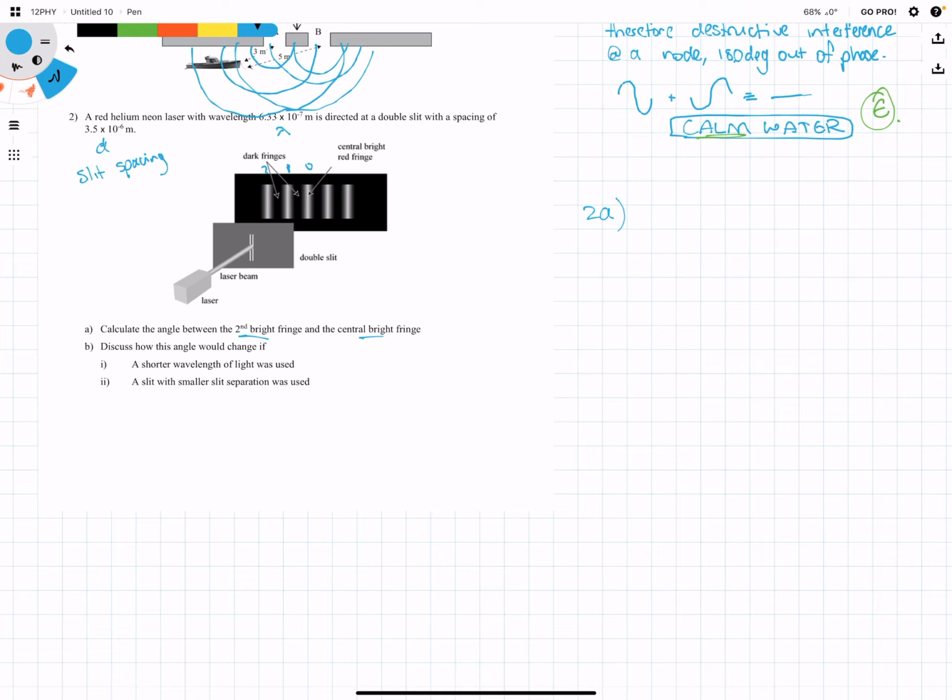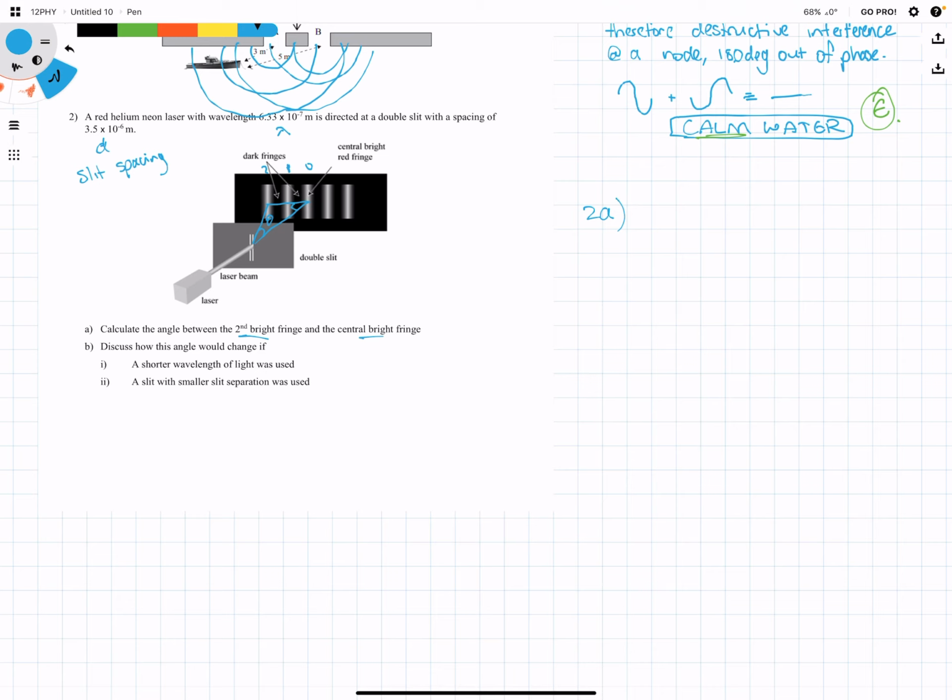Okay, 0, 1, and 2. Remembering our bright fringe in the middle is numbered 0. So if there's a line here and a line out to here, they want to know what this theta is. Because we're projecting it onto a surface, this here, even though it doesn't really look like it, is a right angle.